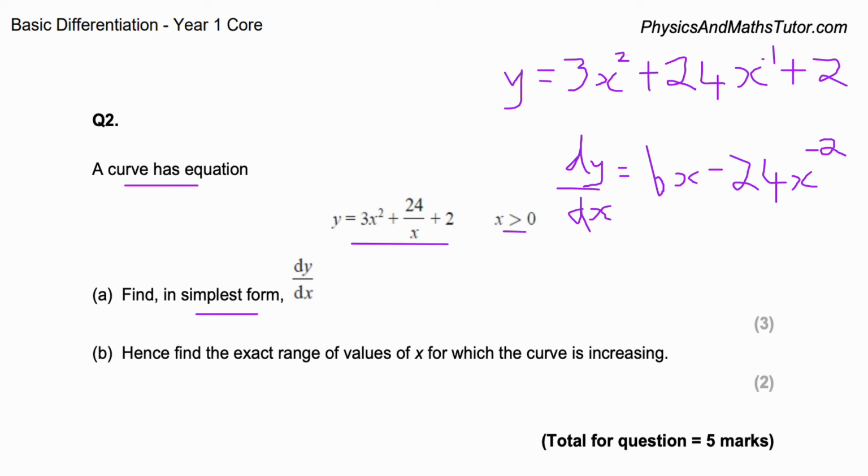Now if you're interested, I can write it as 6x take away 24 over x squared. That will also be appropriate and plausible, guys. So either answer is appropriate for the examiner. Again, apologies for any jerkiness in this video.